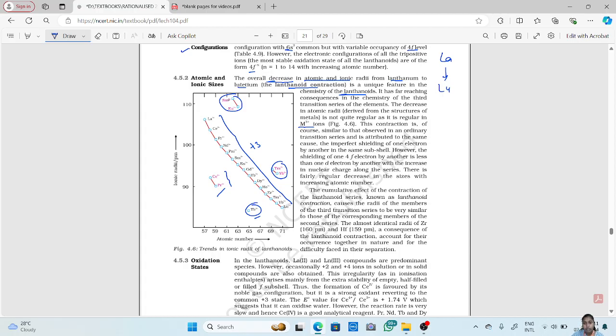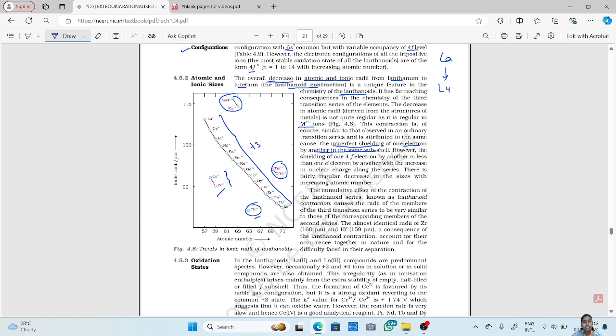Now, this contraction is, of course, similar to that observed in an ordinary transition series, and it is attributed to the same cause, the imperfect shielding of one electron by another in the same subshell. Now, what is lanthanide contraction? Lanthanide contraction is basically the imperfect shielding of one electron by another in the same subshell. When the electrons present in the same subshell are not properly shielded, then those electrons are pulled towards the nucleus, where the size will decrease.